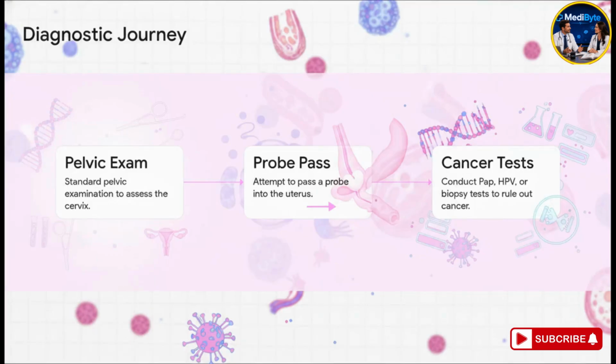So if a patient comes in with these symptoms, here is the clinical diagnostic journey. It always begins with a standard pelvic exam.